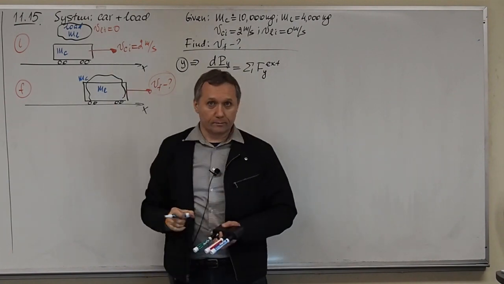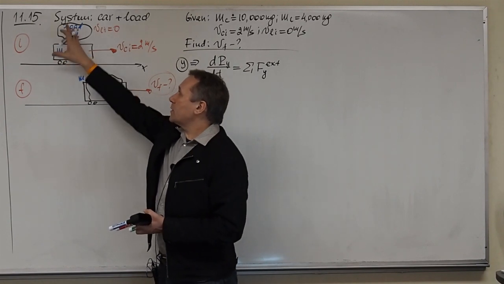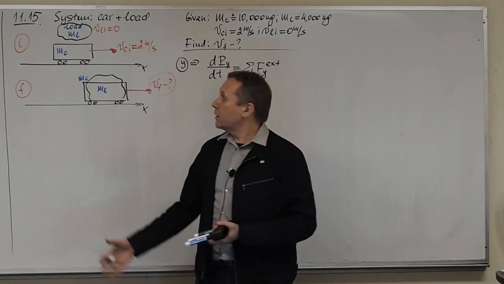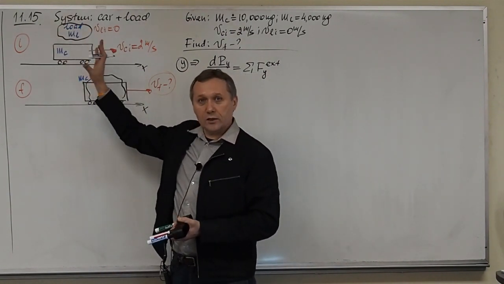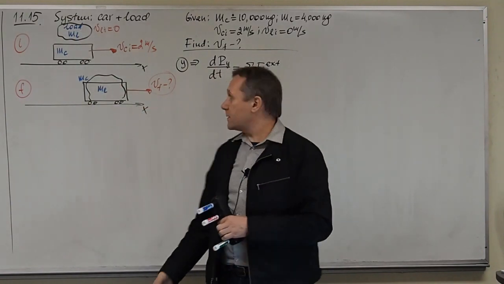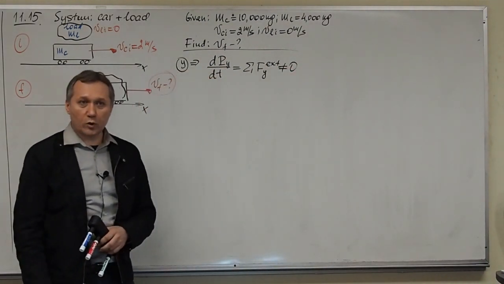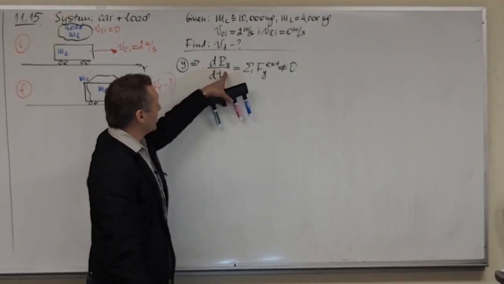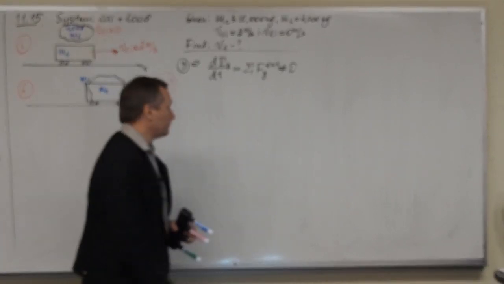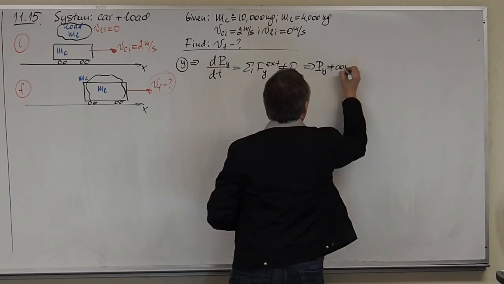Then, what about the load? For the load, it's a different situation. The load will experience the force of gravity, which is an external force not balanced by anything. So there is a net external force. As a result, this side is not zero because of that gravity, and the total linear momentum in the y direction is not conserved. So from here I can write that Py is not constant.